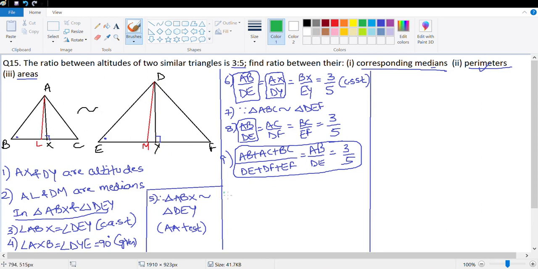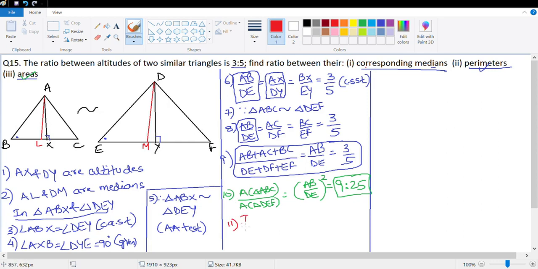Let's look at the area. Now since triangles are similar, therefore area of triangle ABC upon area of triangle DEF would be in the ratio of the square of their respective sides, which means AB upon DE whole square, which is 3/5 square, that's 9:25. So area is well done. Let's look at the third part. The third part is the corresponding median. So we basically need to prove some relation between the sides so that we can prove them similar.